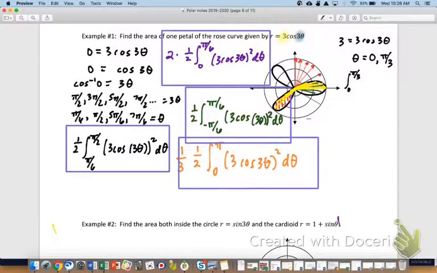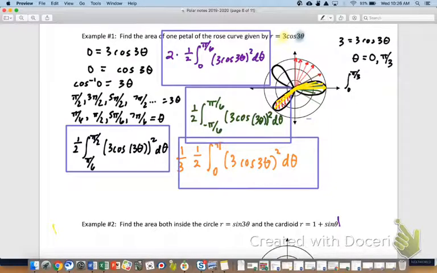So if it were an even number, like let's say 3 cosine 2 theta, would it be 2 pi over 4? So now we're talking about we need the full 2 pi. And if it was a 4-petaled rose, then yes, it'd be pi over 2. A difference of pi over 2 should get you one full petal.